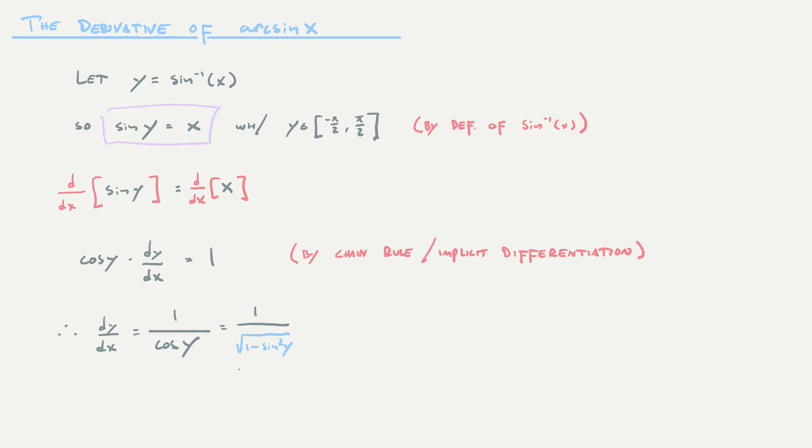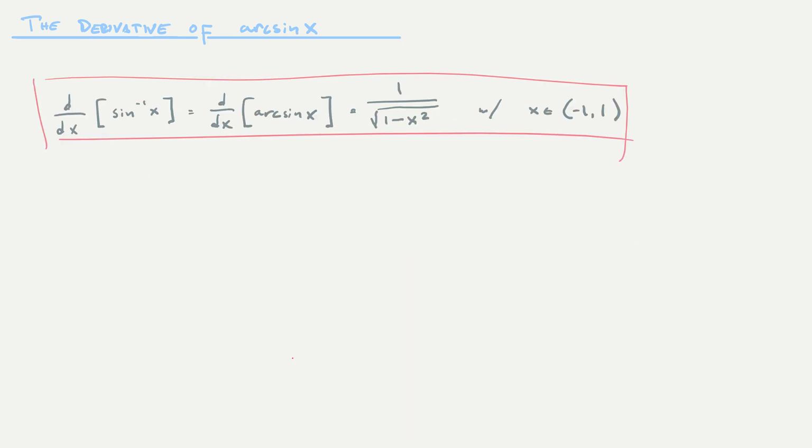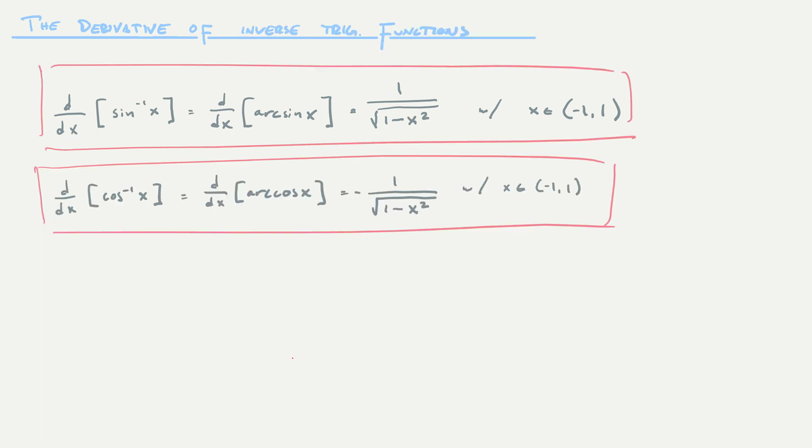Now we also know that the sine of y is just x. So if we have a sine squared of y, that would just be x squared, right? So we get 1 over the square root of 1 minus x squared, and that is the derivative of the arc sine function. All right, so let's write that down. Here it is, derivative of arc sine. You can prove the derivative of arc cosine in almost exactly the same way.